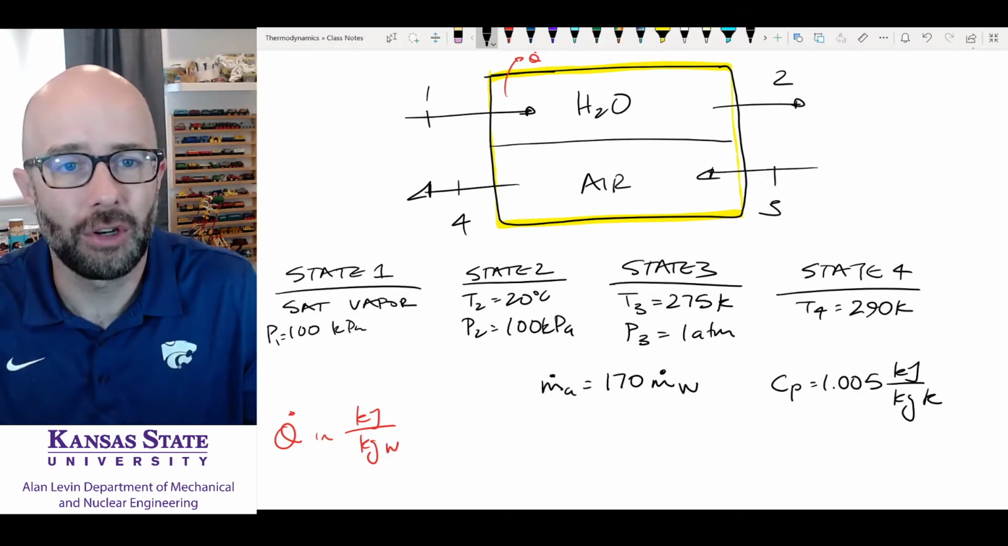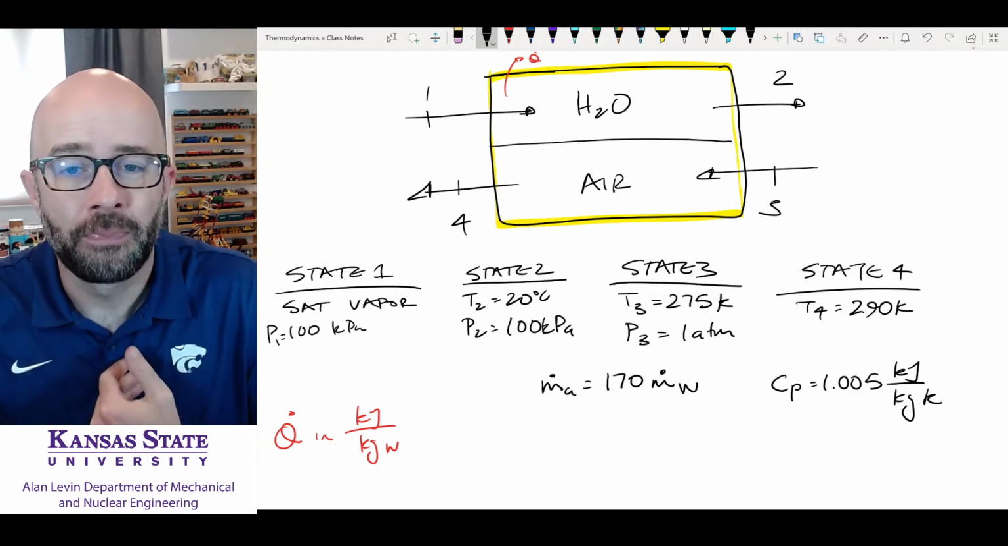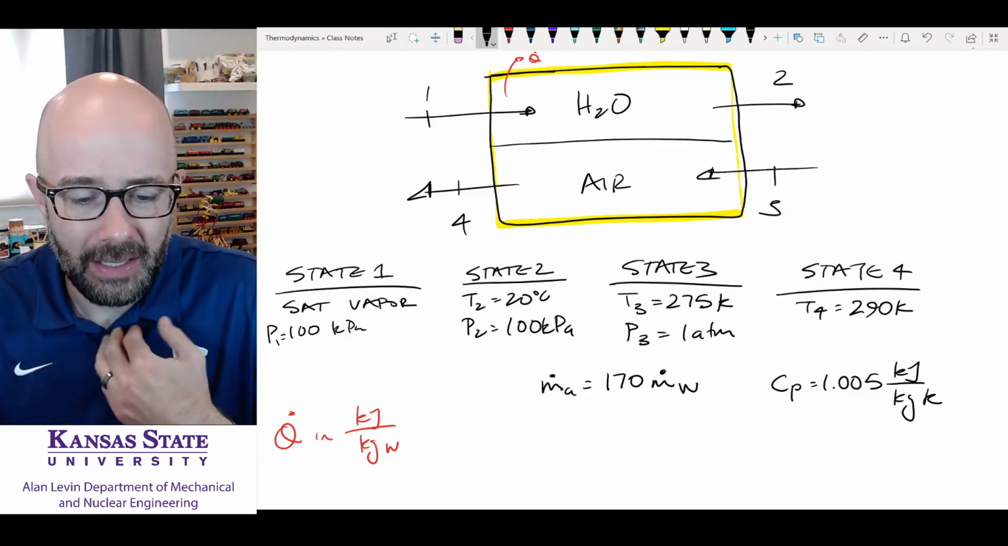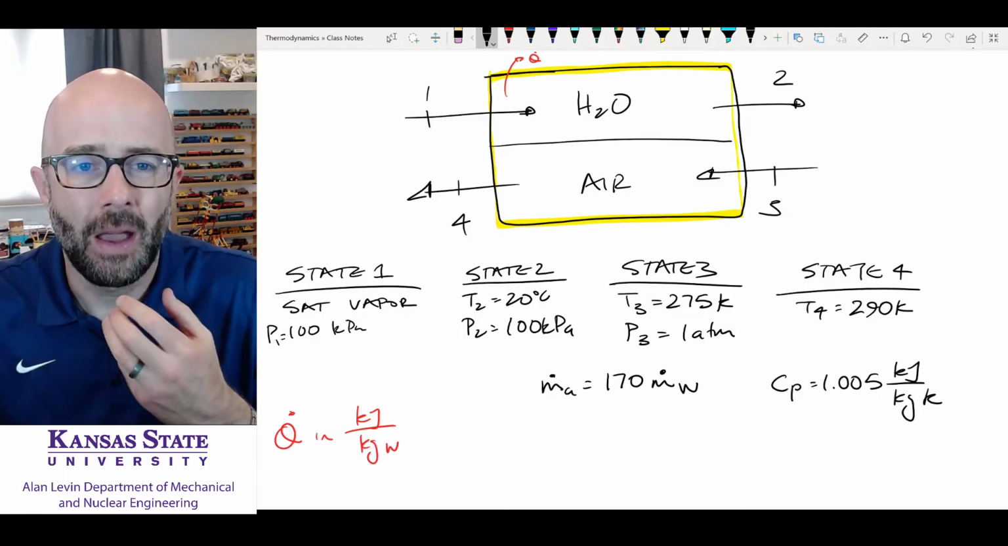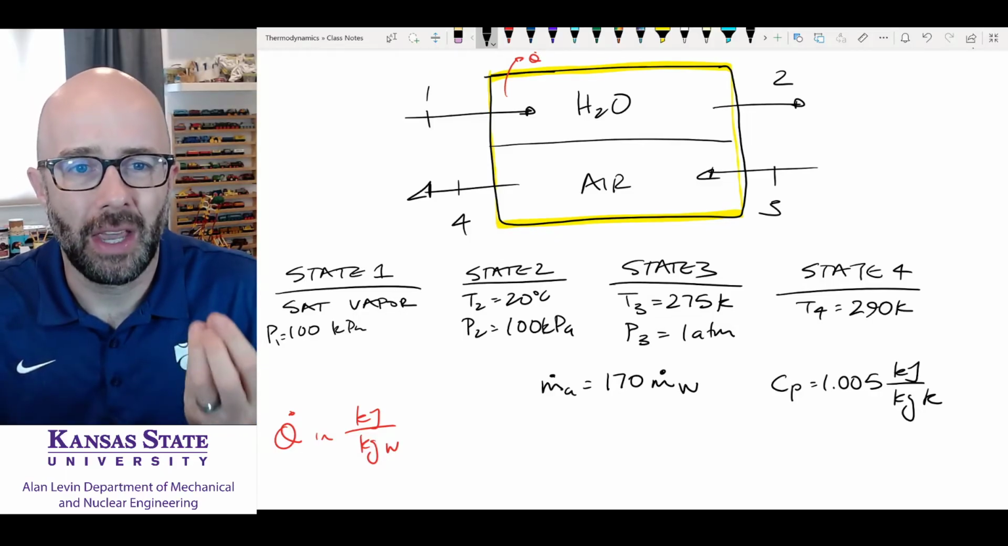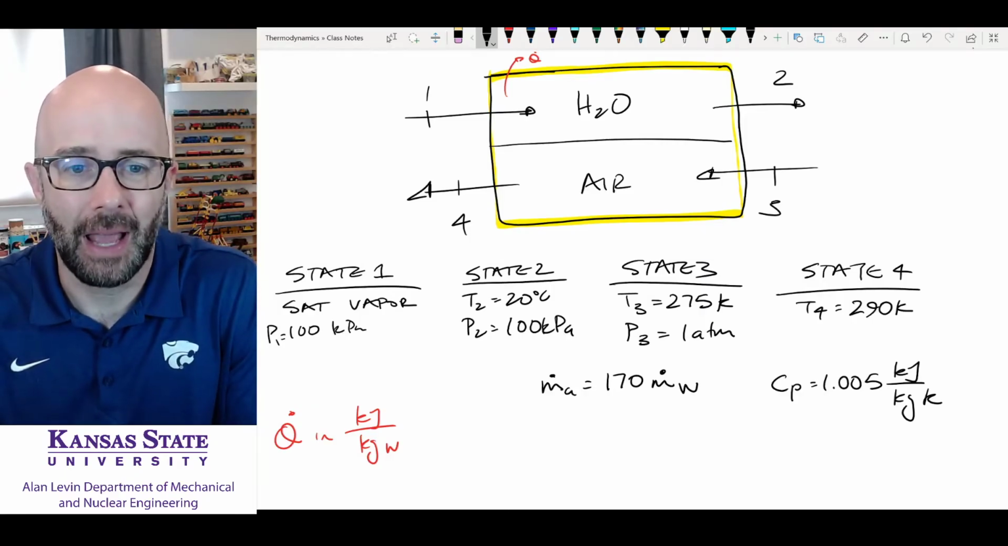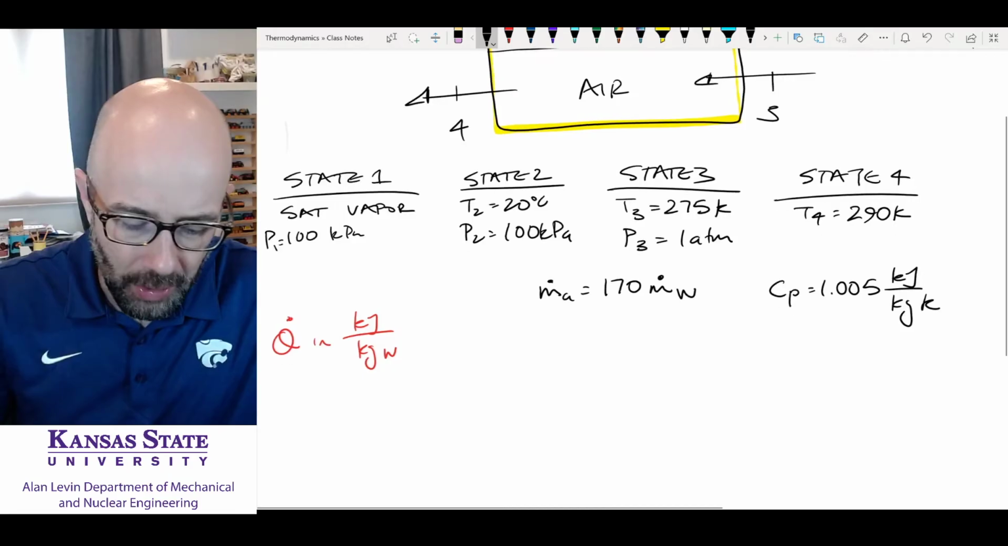Q dot is in my first law. It's also in my second law. But I have to think to myself, the second law doesn't really have anything that can help me with if it's reversible or not. There's two unknowns in the second law, q dot and sigma dot. So I'm just going to go with my first law.